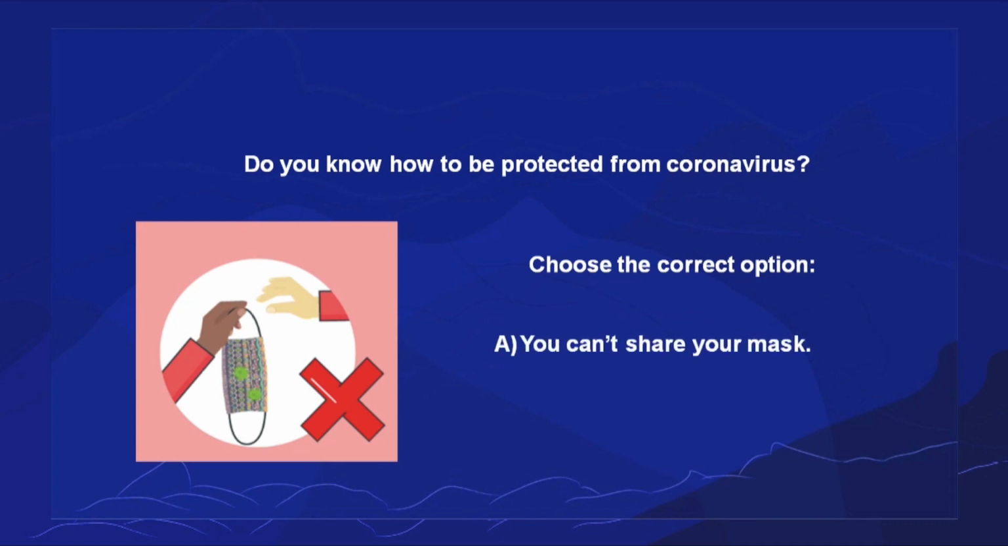Letter A. You can't share your mask. Or letter B. You have to share your mask. What's the answer? Great! Letter A. You can't share your mask. Excellent, everybody. Well done. Now, let's see the sentences one more time.